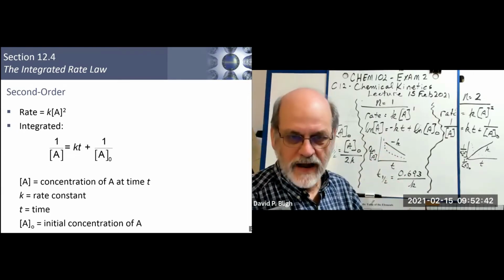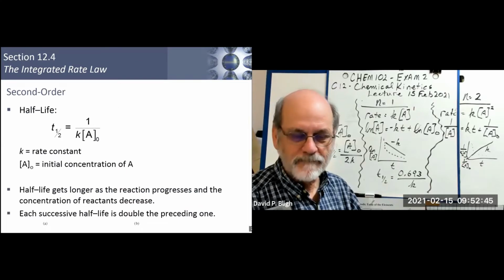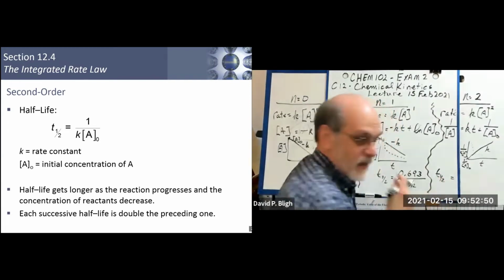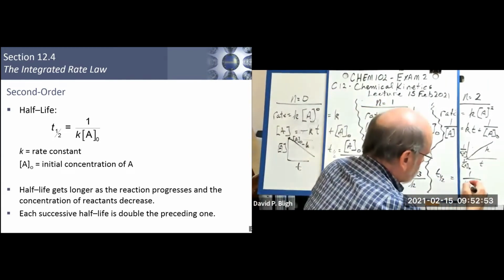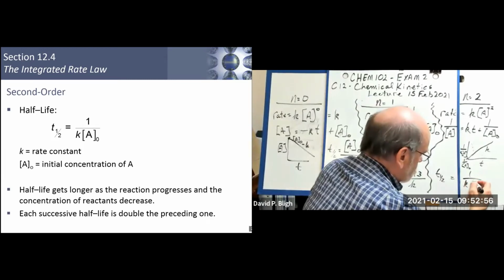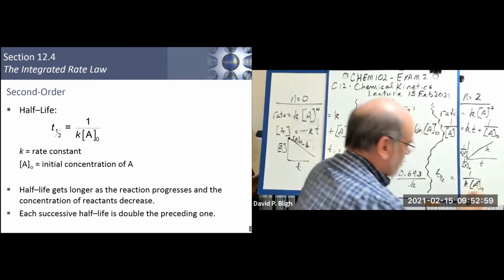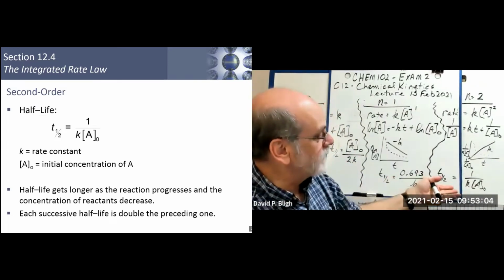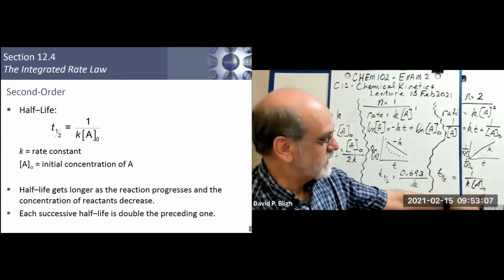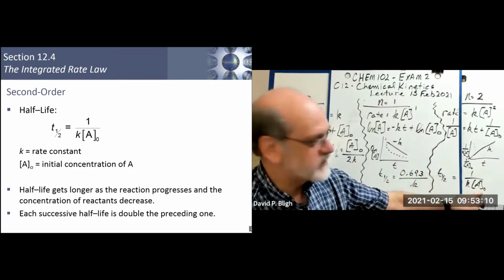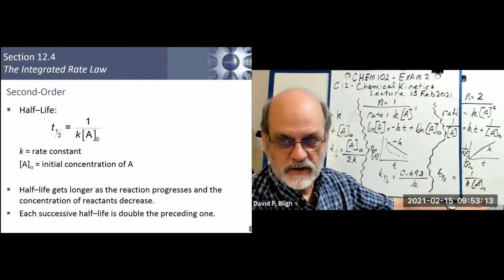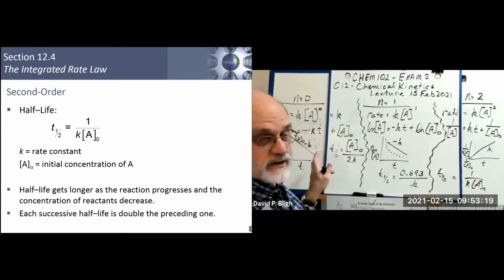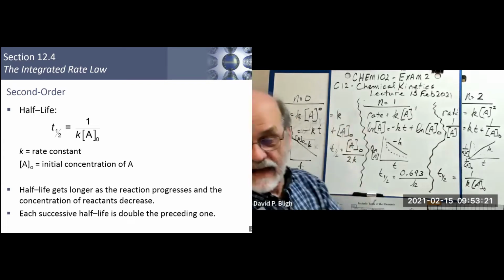Half-life for a second order reaction. The half-life then is 1 over K, like that. Okay, so in this case, the half-life for the second order is dependent upon K and the initial concentration. This one is dependent only on K, first order. Zero order is dependent upon K and the initial concentration.